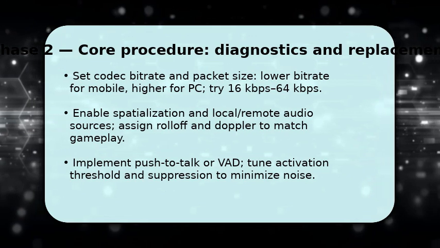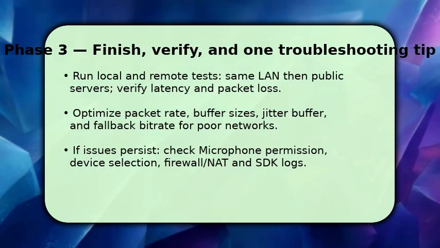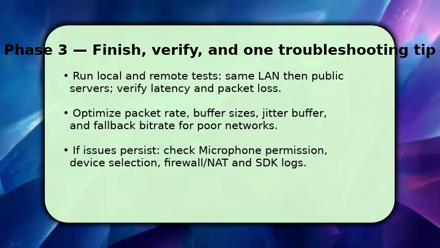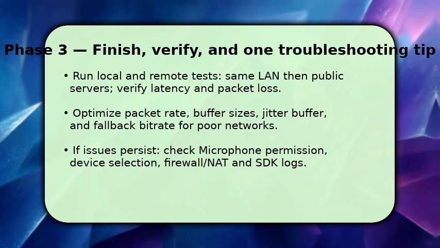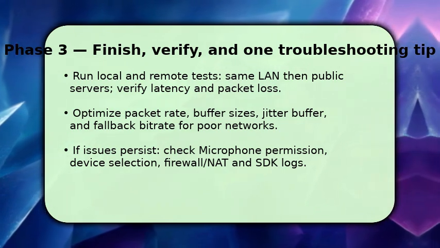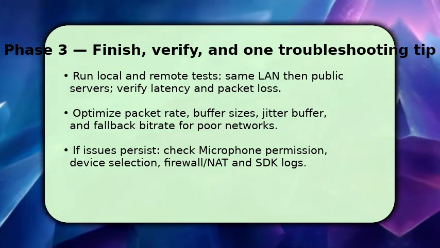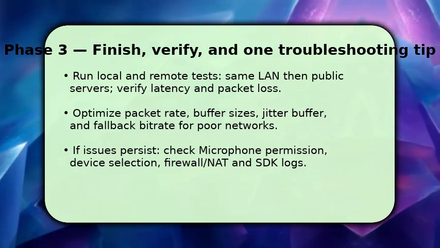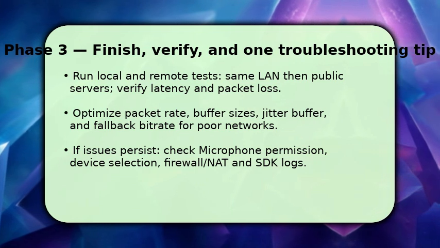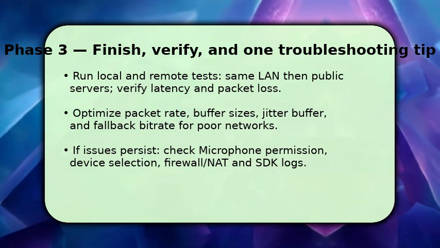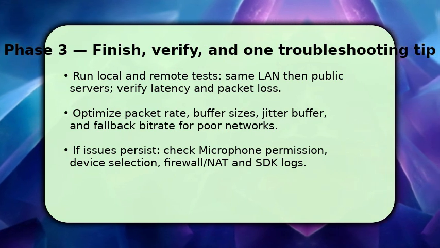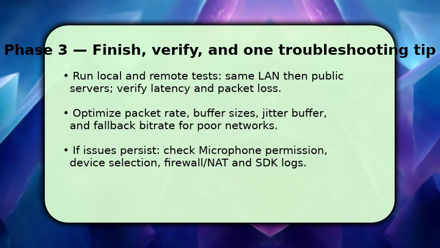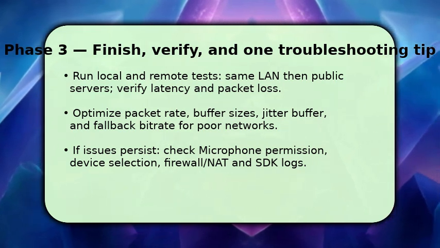You finish by validating and optimizing the system under realistic conditions. Test voice locally on the same machine, then across LAN and public servers to measure latency and packet loss. Adjust packet rate and jitter buffer accordingly. Once stable, reduce or increase bitrate and buffer sizes to balance quality versus bandwidth, and enable codec fallback for poor networks. If you still get no audio, check microphone permission and selected device. Inspect firewall/NAT traversal and read SDK debug logs.